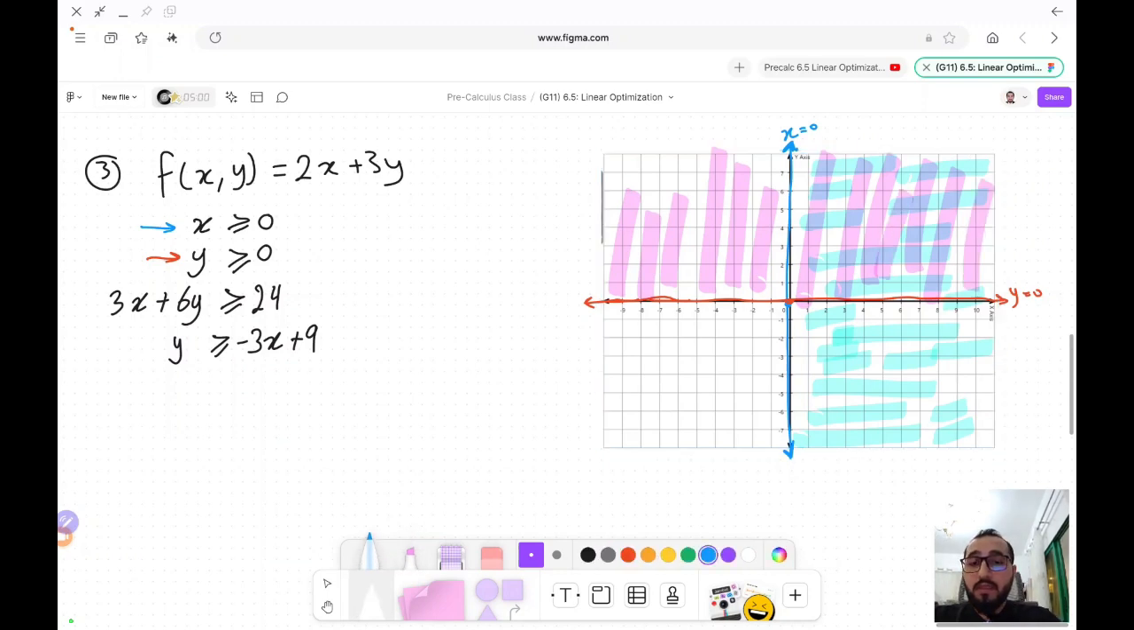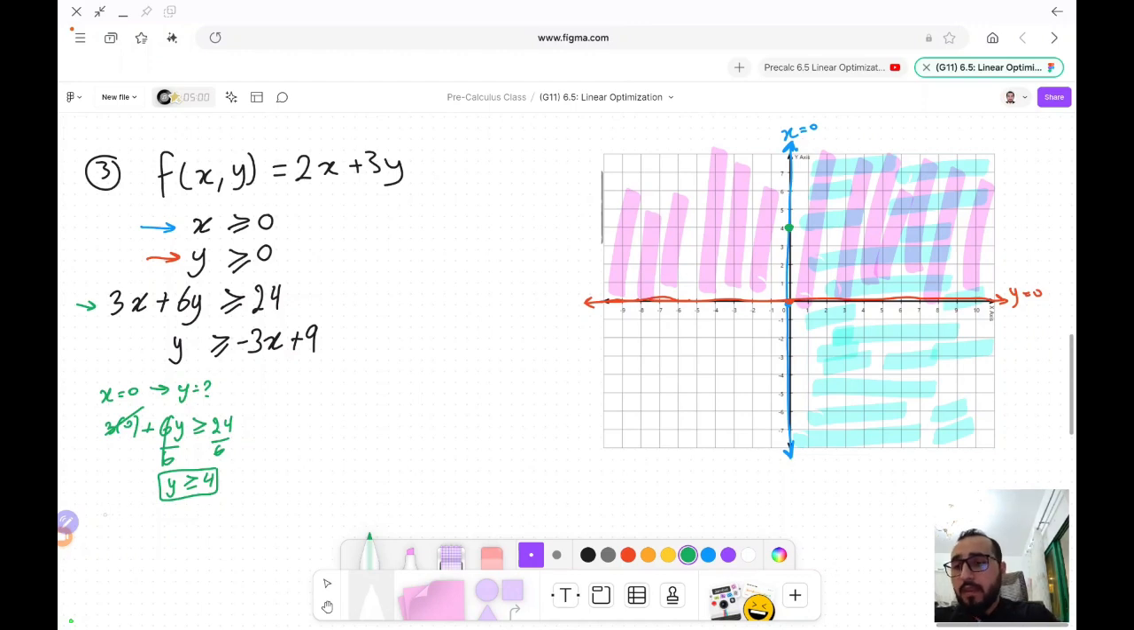Now the third equation in the green color, this one here, is in standard form. So let's find the intercepts. Let's set x equal to 0 to find y. 3 times 0 plus 6y greater than or equal to 24. So this part is equal to 0. Then we divide by 6, so y is greater than or equal to 4. So the first point here is y equal to 4.